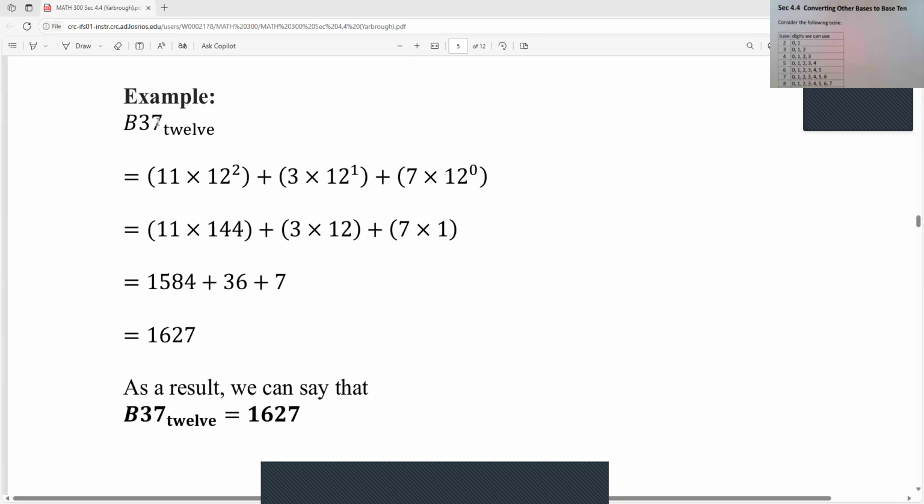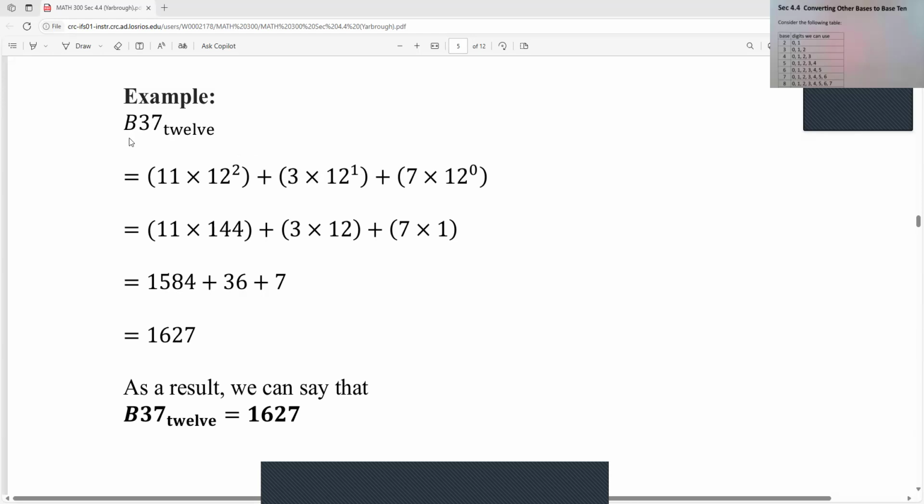So that 7 on the far right represents 7 sets of 12 to the 0 power, which is 7 sets of 1. That 3 in the middle represents 3 sets of 12 to the first power, because we're doing base 12. We're not doing base 10 right now, we're doing base 12. So we're going up by powers of 12 here. So that 3 in the middle represents 3 sets of 12 to the first power.